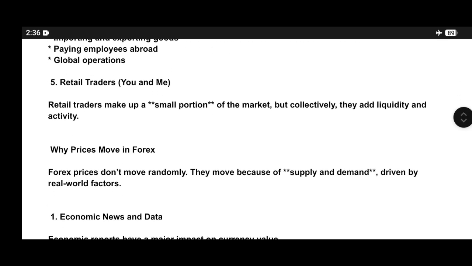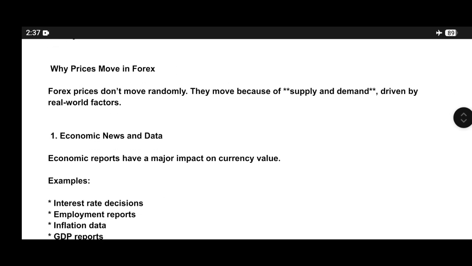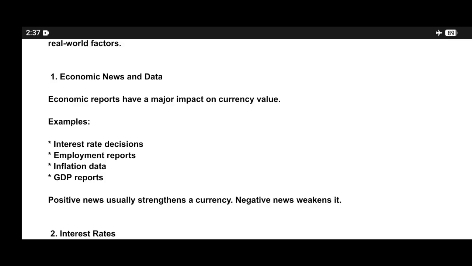Why do prices move in forex? You need to ask yourself this question: why do prices move in forex? Forex prices do not move randomly. They move because of supply and demand driven by real world factors. One, economic news and data. Economic reports have a major impact on currency value. Examples: interest rate decisions, employment reports, inflation data, and GDP reports.